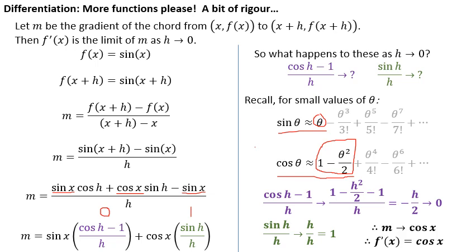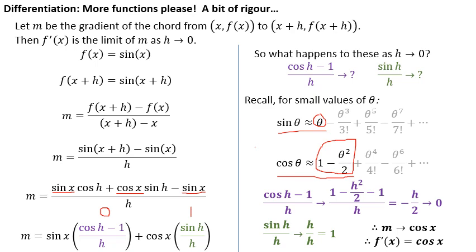Cos x. m tends to cos x as h tends to 0, therefore f dashed of x, the derivative of sine x, is cos x. That's what we suspected, what we hypothesized by looking at the graph, and it turns out we can rigorously prove it. All we need is the assumption of this limit.